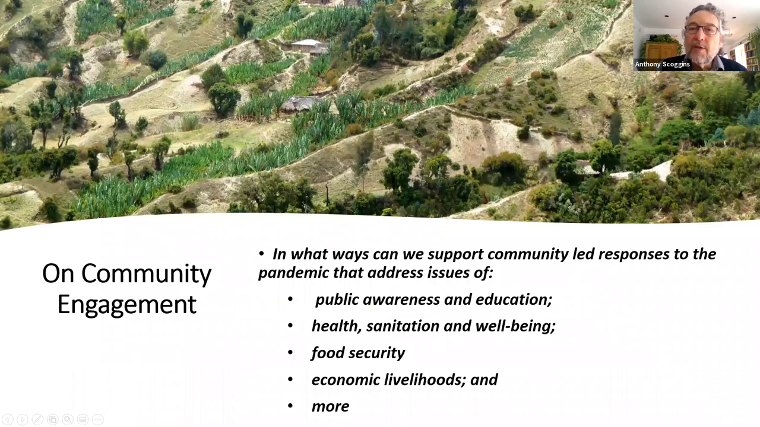There we go. So there's the issue around community engagement. For example, those of us who work with and in communities, how can we support communities through public awareness and education, or health and sanitation, and well-being, food security, economic livelihoods, and more? So what are the ways we can support communities through mobilization and engagement? Okay, next slide. Over to you, Grace.